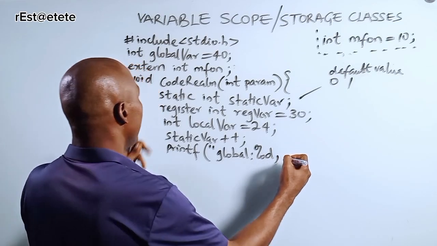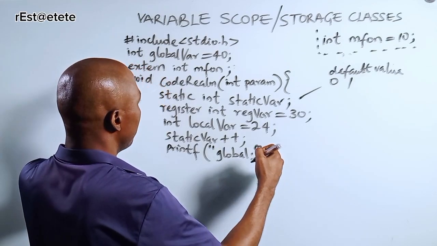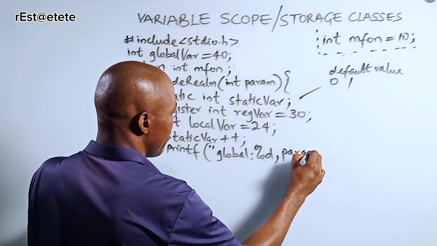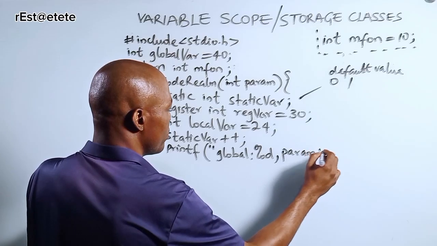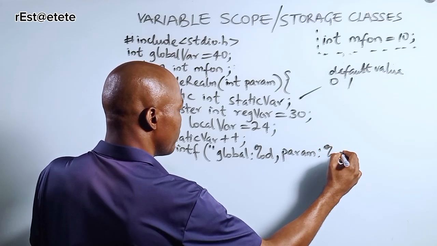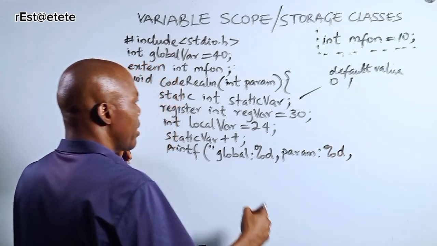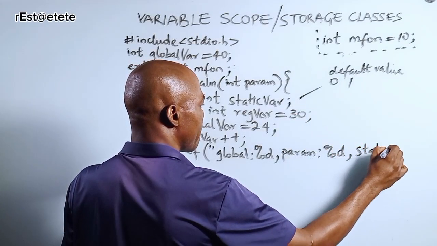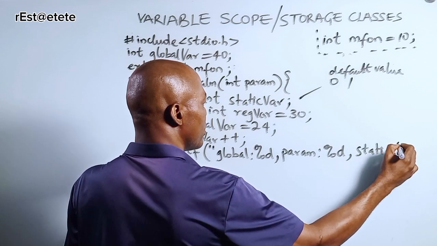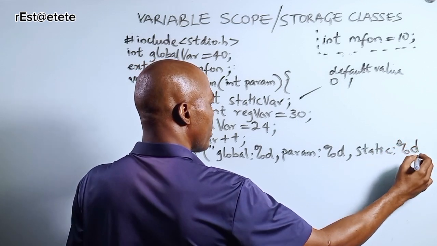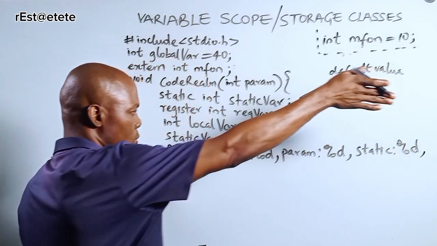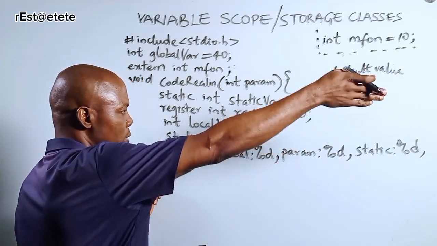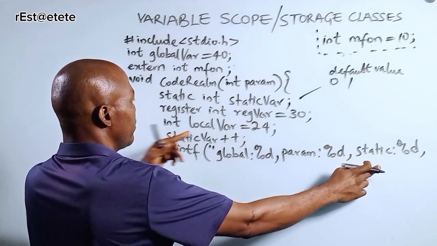I will say param. I will do this. Format specifier. I will hold this, comma. Static. I will do this. Format specifier, percentage d, comma. You will not be able to see. So I'm supposed to continue along that path, but I'll just come down to write what I should have written there. So that is for static.